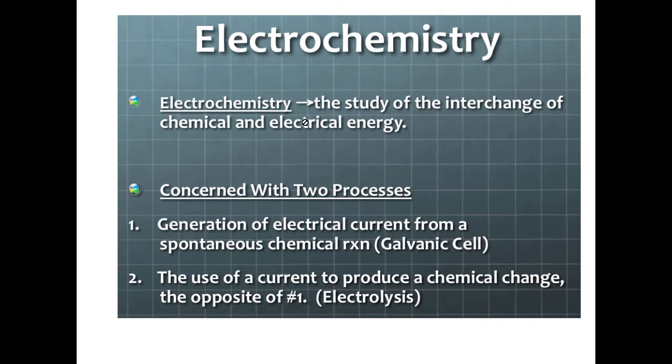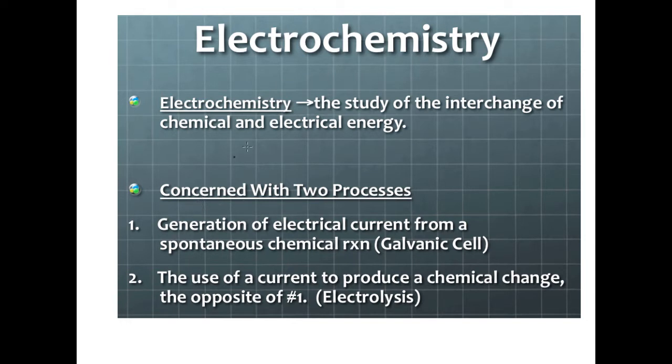This chapter is what's called electrochemistry. And the idea in electrochemistry is you're looking at the change of chemical energy into electrical energy. So in the past, in thermodynamics, we looked at changing chemical energy into thermal energy. Here we're going to look at producing an electric current from a chemical reaction. This is really nothing more than talking about battery technology. It's really what this is.